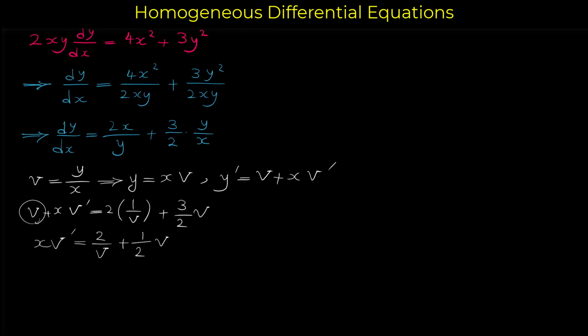So finally, with the substitution, we get to this differential equation. If here we do a common denominator between these two terms to make them one fraction, we have x v prime equals to, the common denominator between these two terms is 2v, and then with this common denominator, in numerator of the first one we have 4, and in the other one we get v squared.